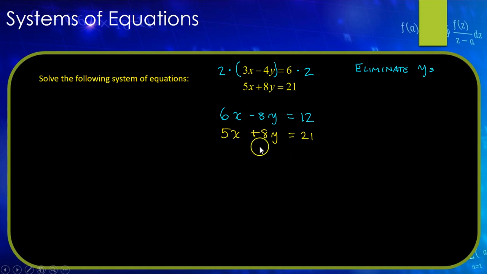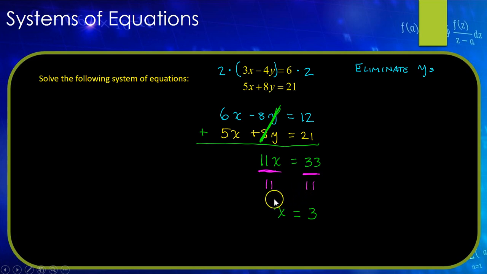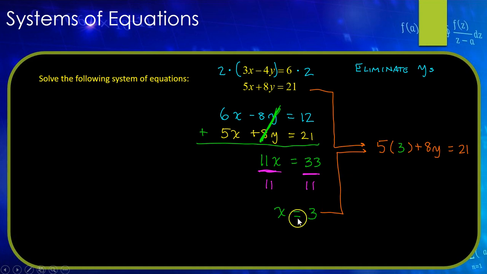And so when I add these two together, I get that 11x equals 33. Dividing both sides by 11, I get that x equals 3. And now I go back to one of the original equations. I chose the bottom one in this case and replace the x with 3.